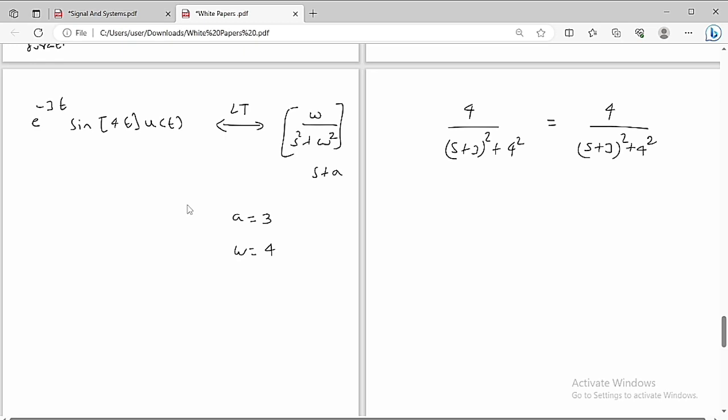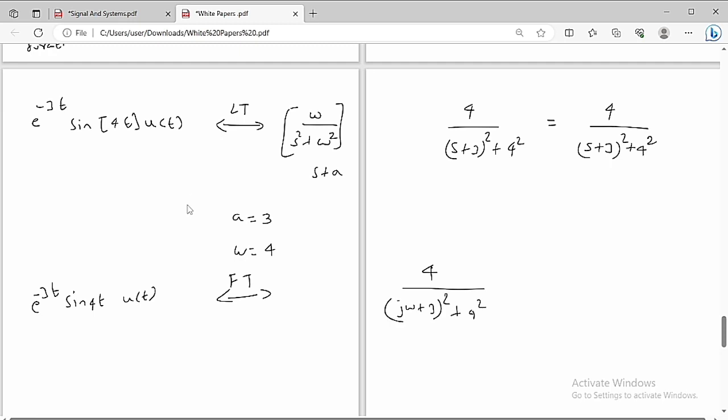Since the signal is right-sided and the ROC includes the imaginary axis, the Laplace transform and Fourier transform are the same with s replaced by j omega. Then we are going to get the Fourier transform of e to the power of minus 3t into sine 4t into u of t. In the Laplace transform, I have to substitute j omega. That's it. So 4 by j omega plus 3 whole square plus 4 square.